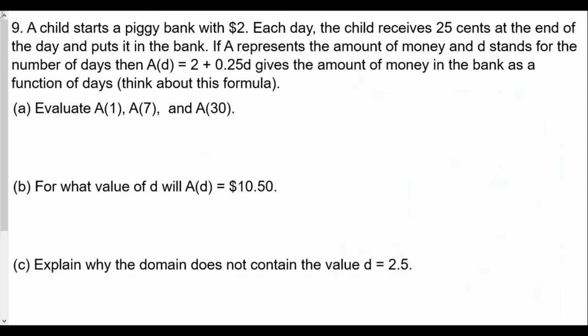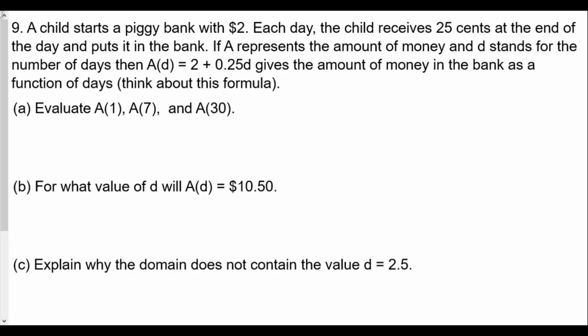Number 9. A child starts a piggy bank with $2. Each day, the child receives 25 cents at the end of the day and puts it in the bank. Not so bad. That's pretty good. If A represents the amount of money and D stands for the number of days, then A of D equals 2 plus 0.25D gives the amount of money in the bank as a function of days. So think about this formula. Every day we're adding 25 cents, which in dollars is 0.25.